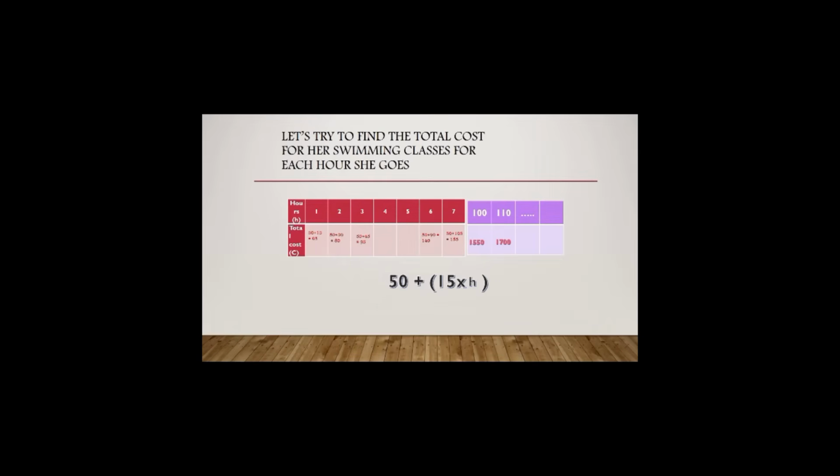And what does this give you? This gives you the total cost of her swimming class if she goes for h number of hours. So this will be the equation of the cost for her swimming class, with h as the number of hours, and h is the variable here. You keep changing the h value, 1, 2, 3, 4, 5, anything, and then you can find the total cost that she should be paying for her swimming class. So the equation now is C, which is the cost, is equal to 50 plus 15h, where h is the number of hours.